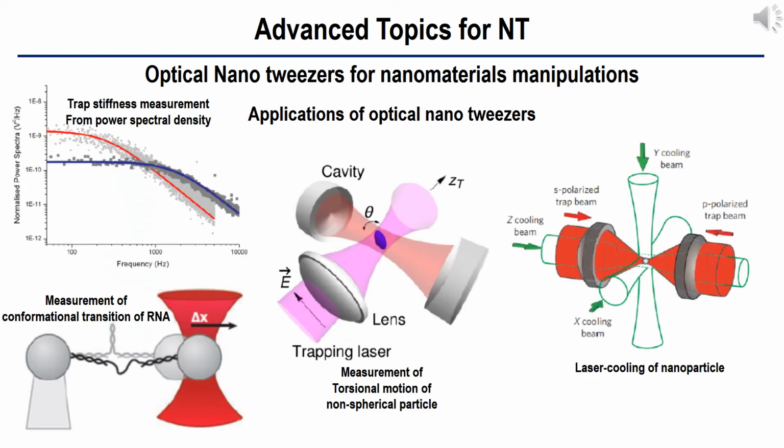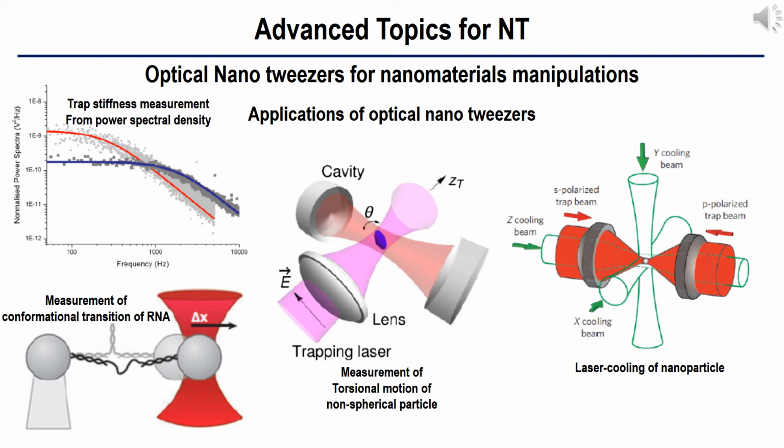There are several notable applications of the optical nanotweezers. First, using power spectral density obtained from the optical nanotweezers, we can detect or quantitatively measure trap stiffness as shown in the upper left plot.